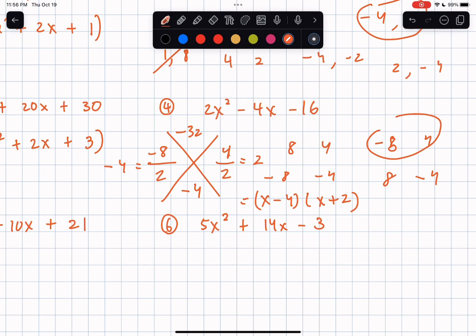And then my factors would be x. So I put x in brackets. And you divide it out or simplify it. So it'd be x minus 4 and x plus 2.